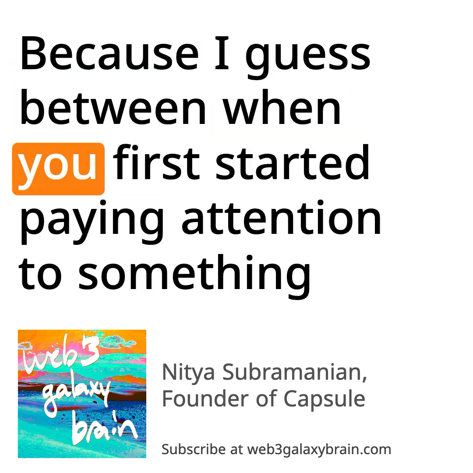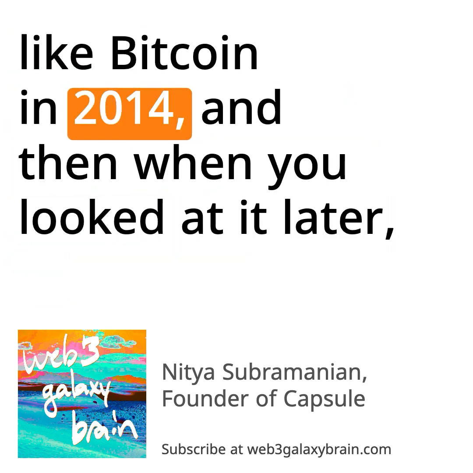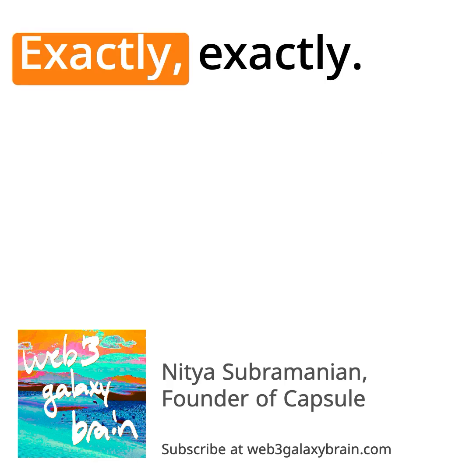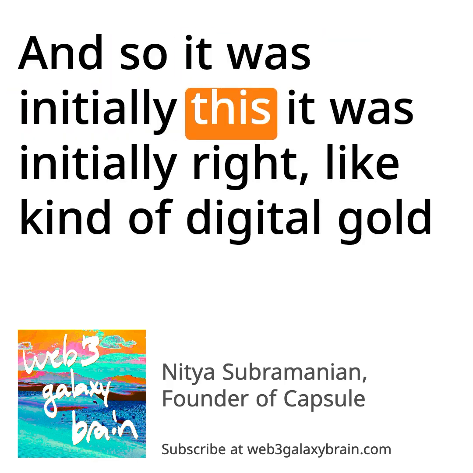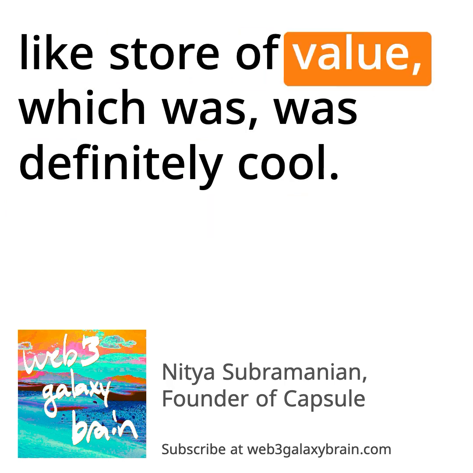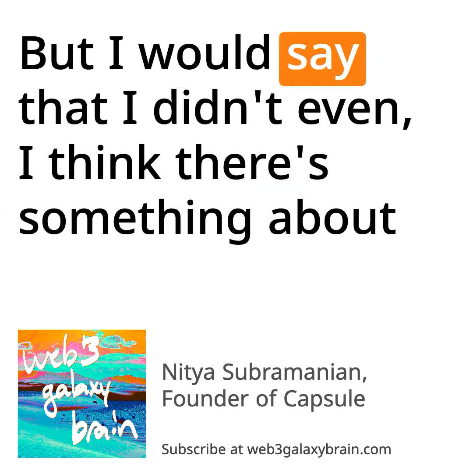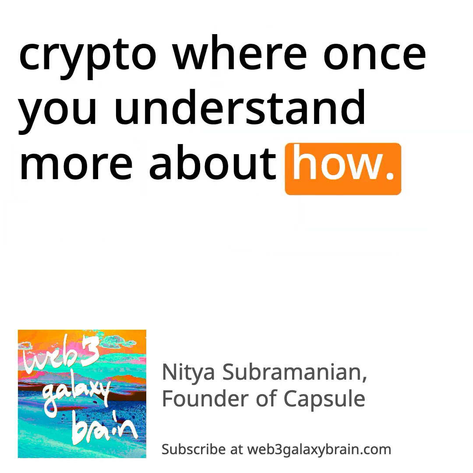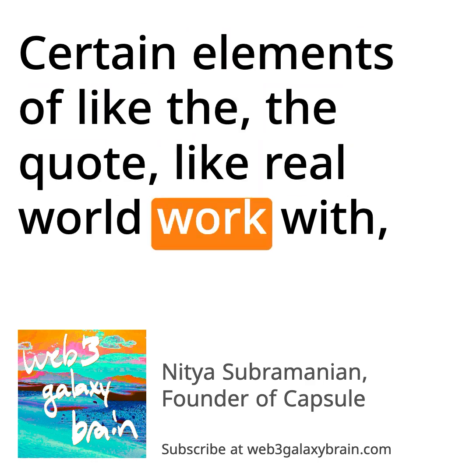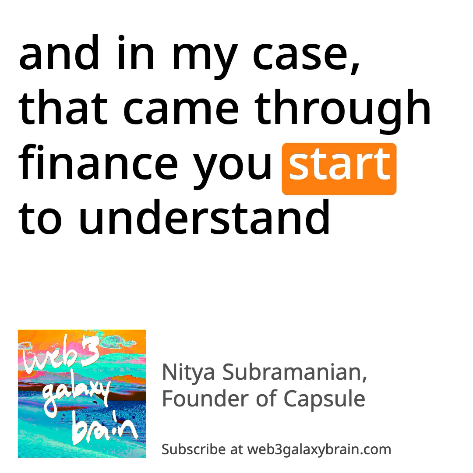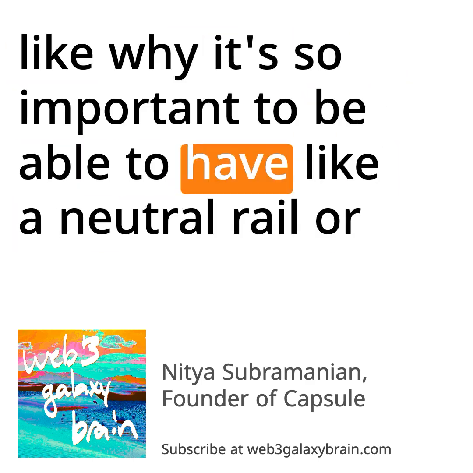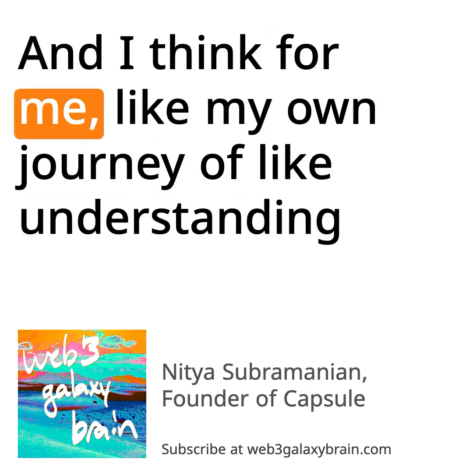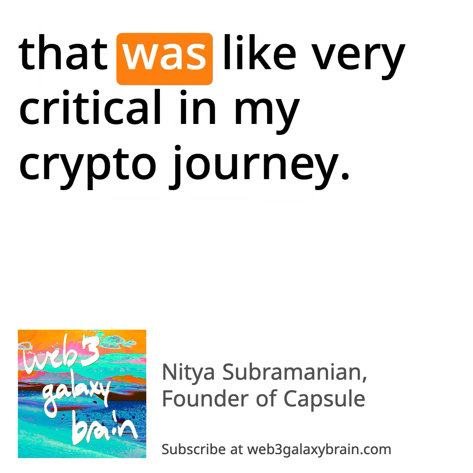Yeah, because between when you first started paying attention to something like Bitcoin in 2014 and when you looked at it later, this whole ecosystem of programmability had emerged. Exactly. And so it was initially digital gold, a store of value, which was definitely cool. But I think there's something about crypto where once you understand more about how certain elements of the real world work, and in my case, that came through finance, you start to understand why it's so important to have a neutral rail, a way that you can do things without intermediaries. And for me, my own journey of understanding that was very critical in my crypto journey.